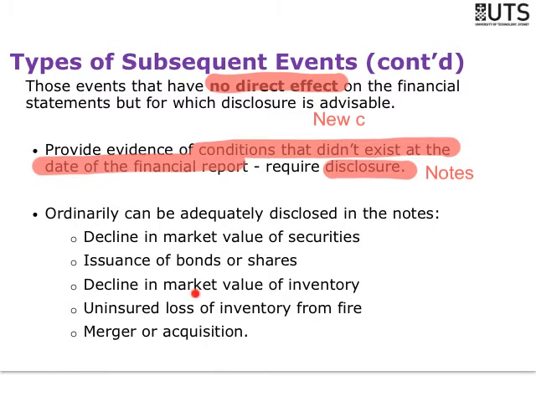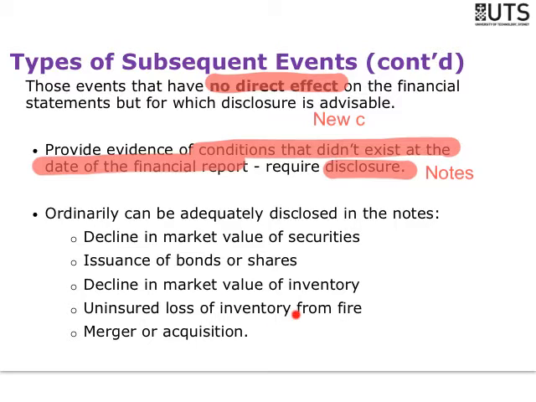A decline in market value of inventory. So this is an interesting one. If it turns out we sold inventory for less, then that may constitute a direct effect. But if the market value has changed, then it's a subsequent or indirect effect, or no direct effect. Because the market value we might have correctly accounted for at the year end, but it's a matter of the market value changing after the year end. So it doesn't affect the 30 June balance.